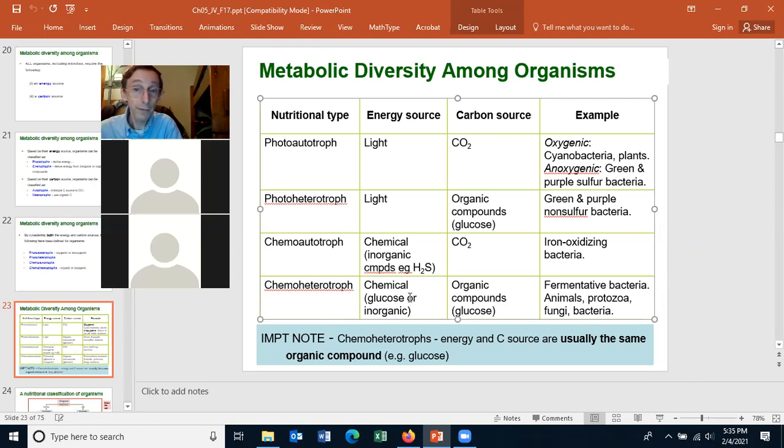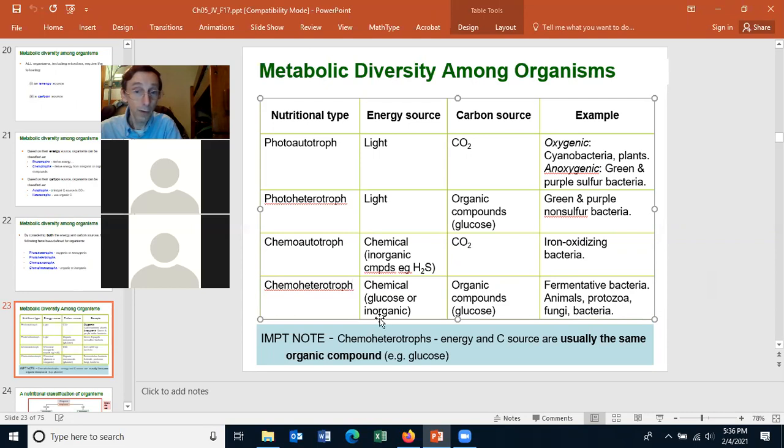All of the chemoheterotrophs get their carbon source from an organic chemical compound, such as glucose. And I mentioned that the animals are that way because we are. Protozoa are that way. Fungi are that way. Some of the bacteria, like E. coli, is that way. The fermentative bacteria, the ones that make yogurt or cheese, are that way.